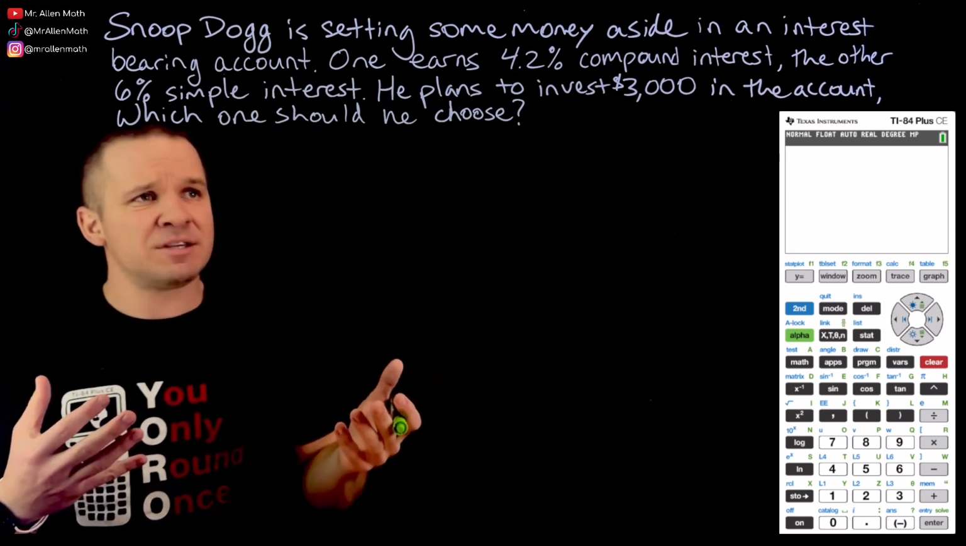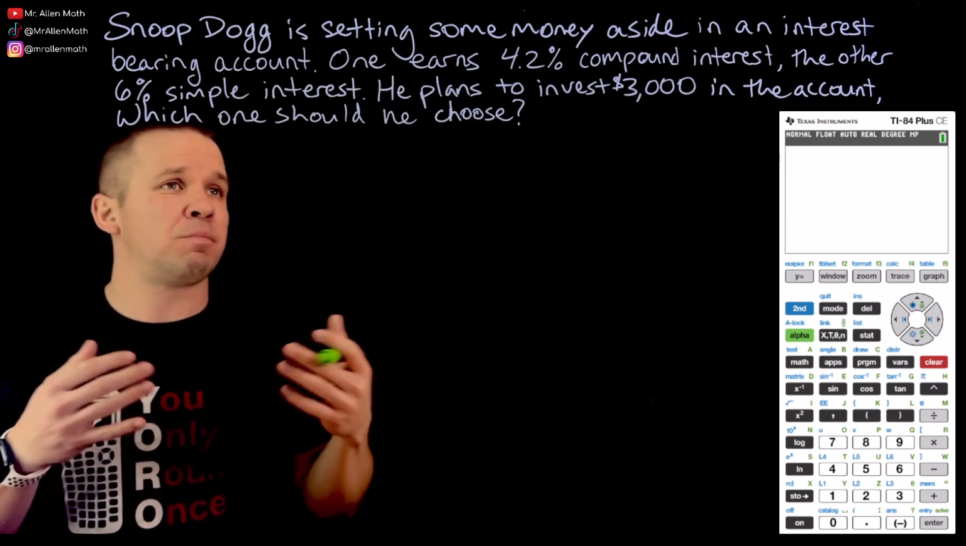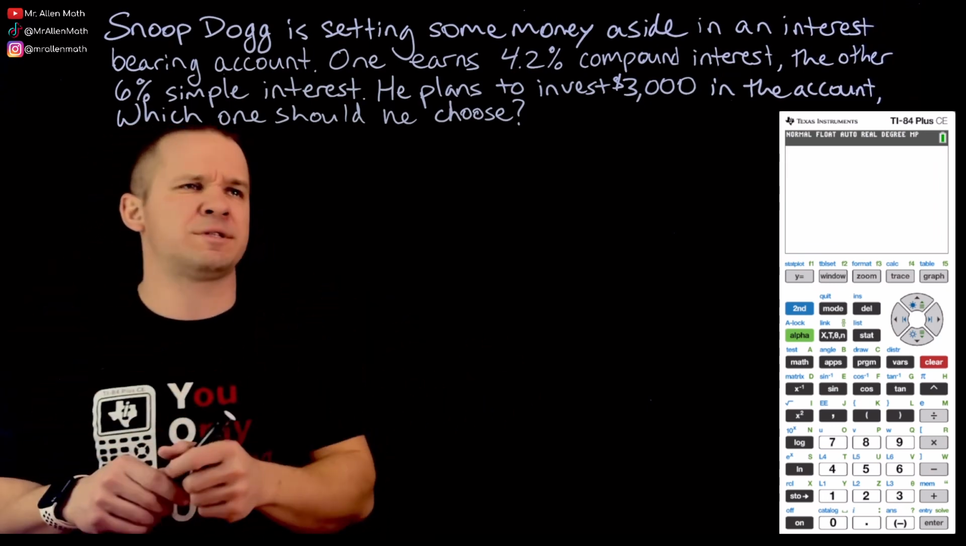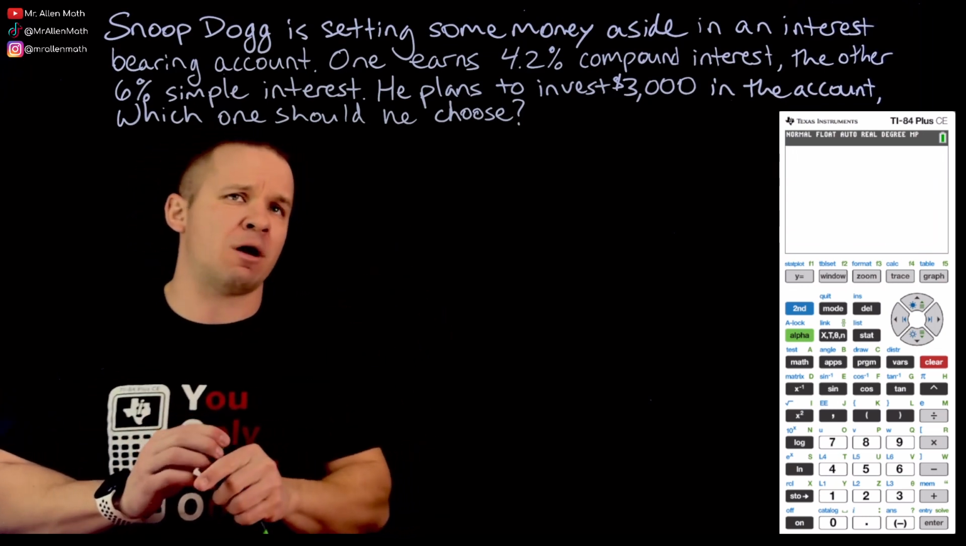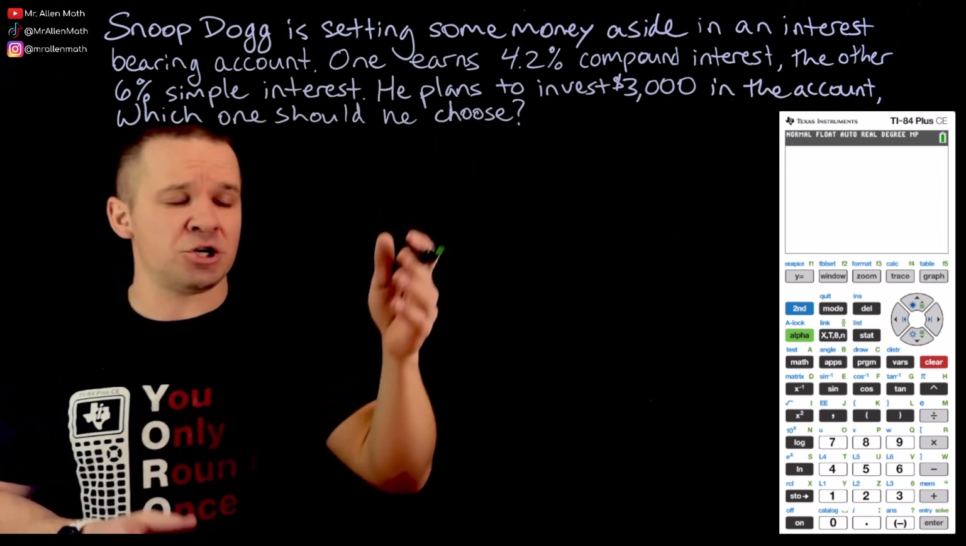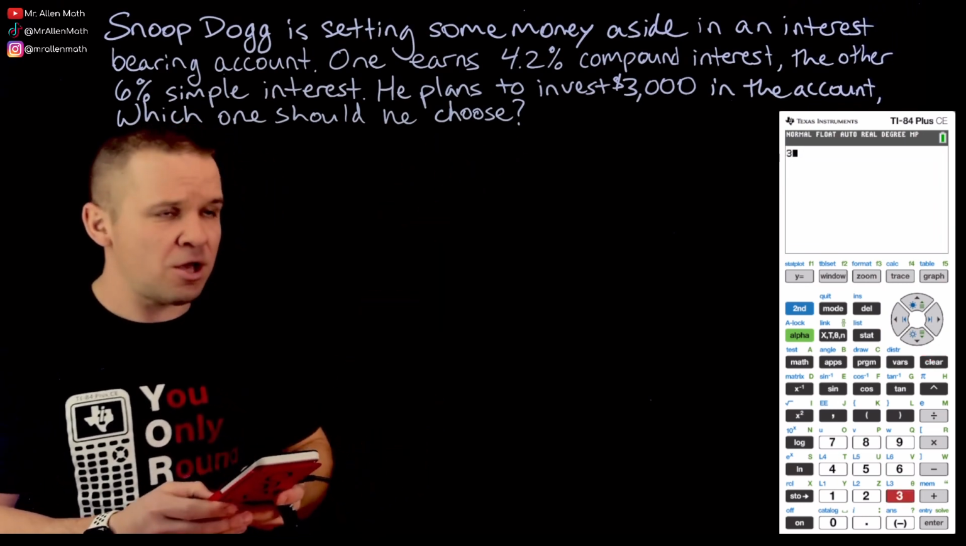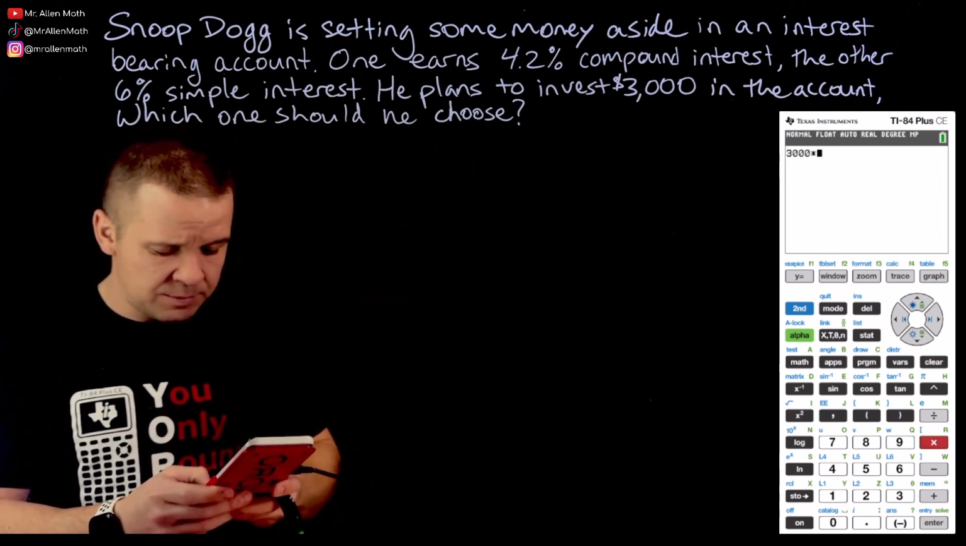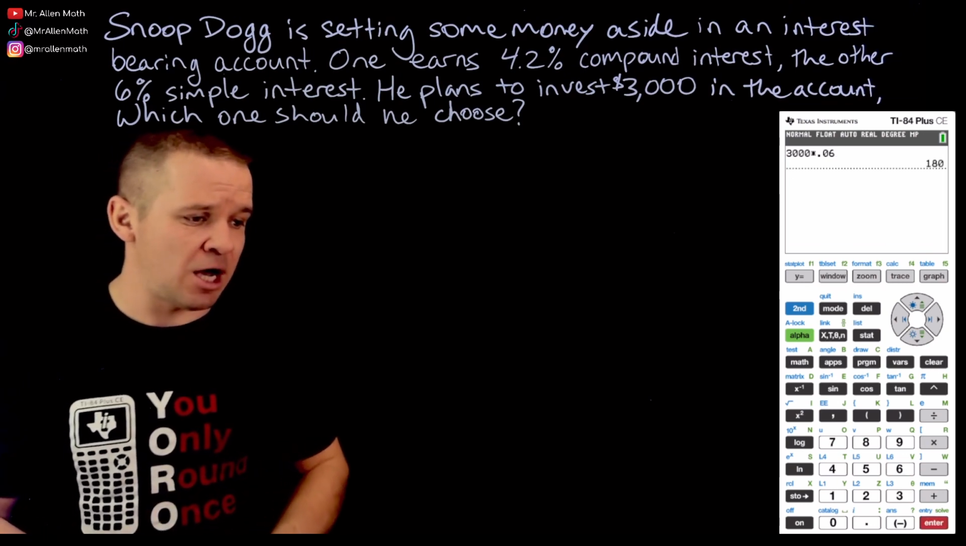So, obviously, the amount of time that he leaves this money in there is going to play a role here, but let's just see if we can work with some numbers. Shall we? We shall. All right. So simple interest just means you get 6% on the initial deposit here. Let's figure out what that is. 3,000 times 0.06. That's 180 bucks.